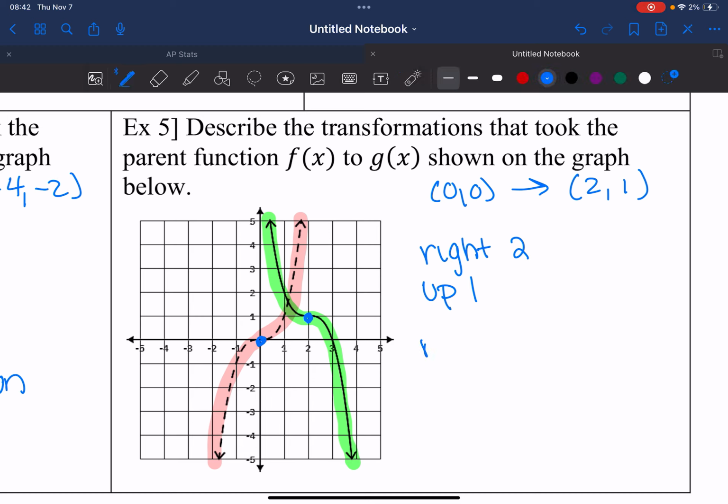So we have a reflection over the y-axis.